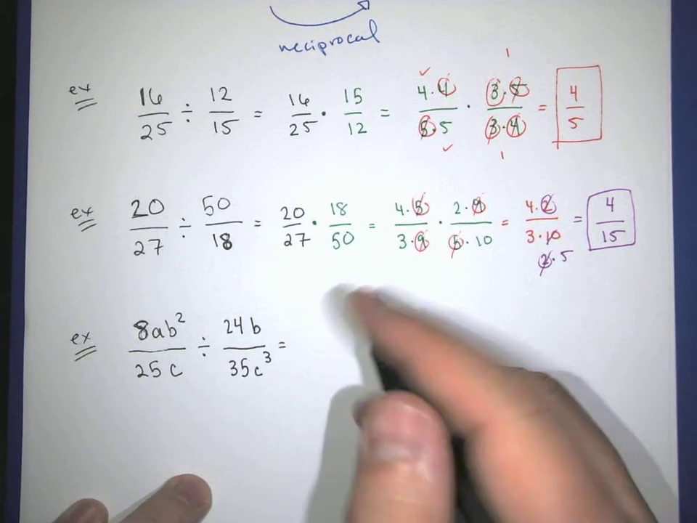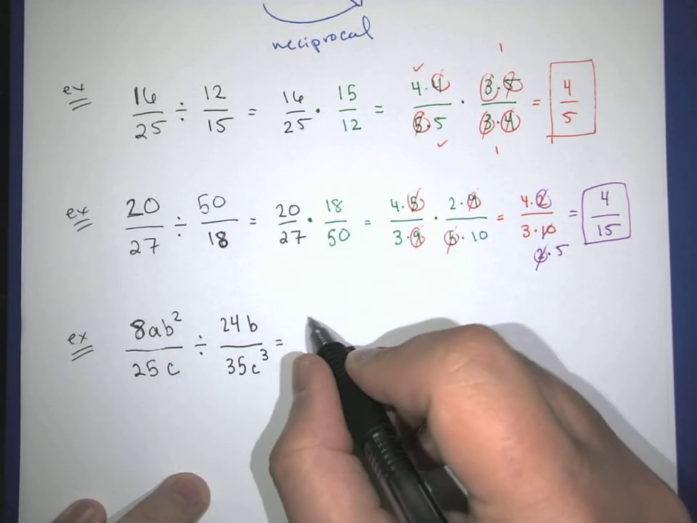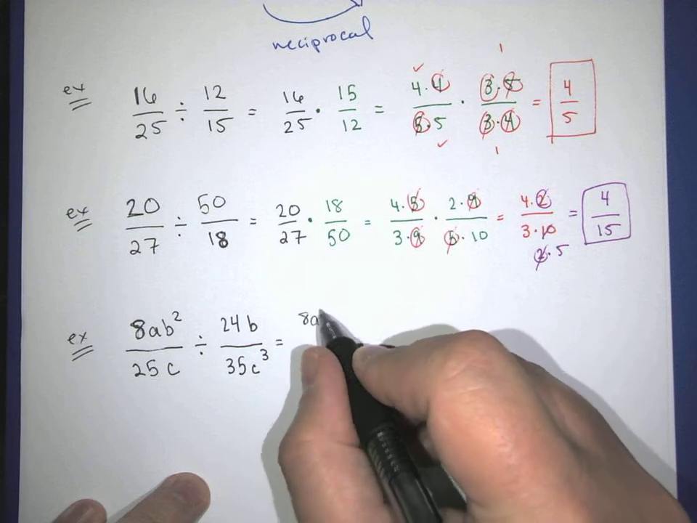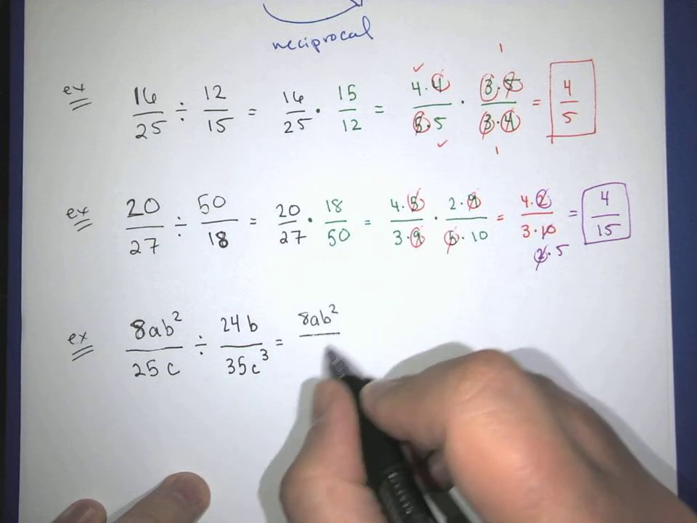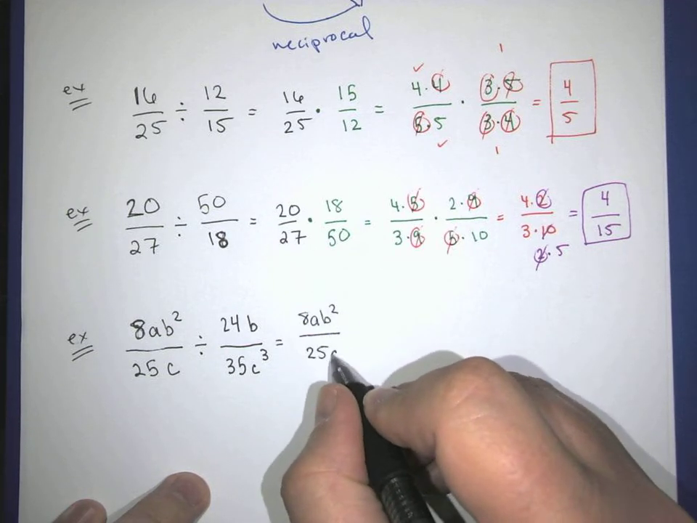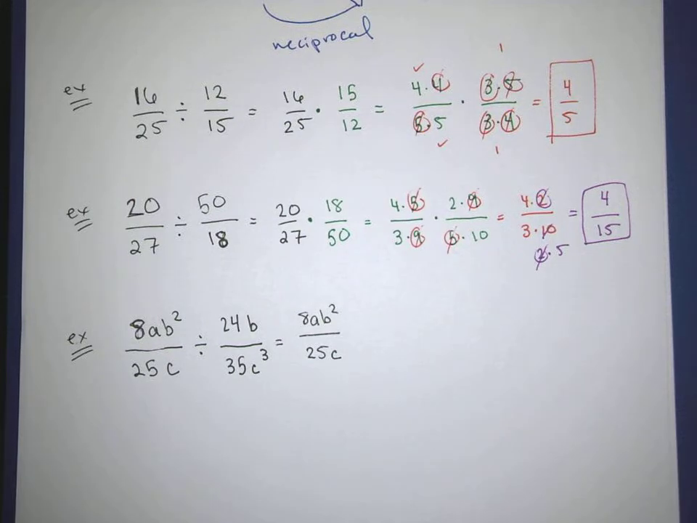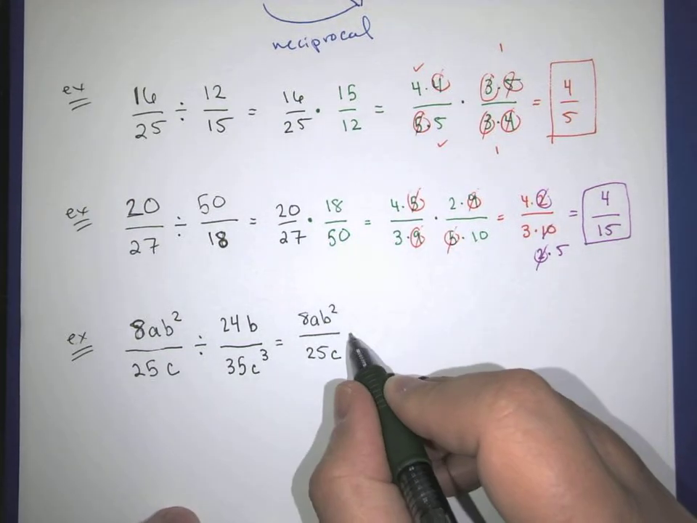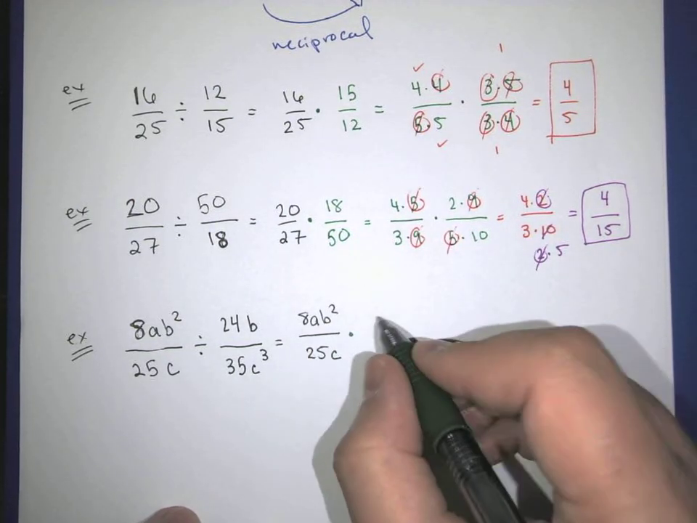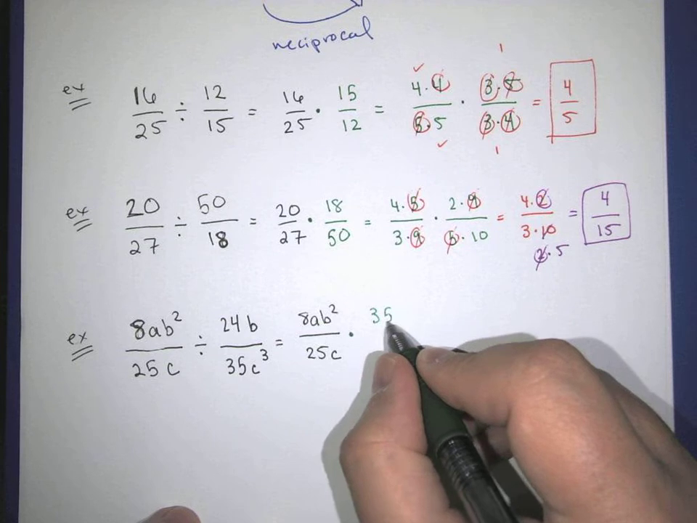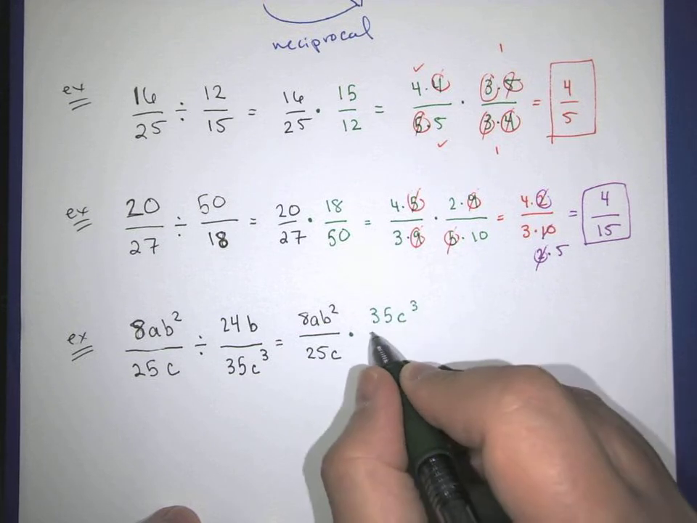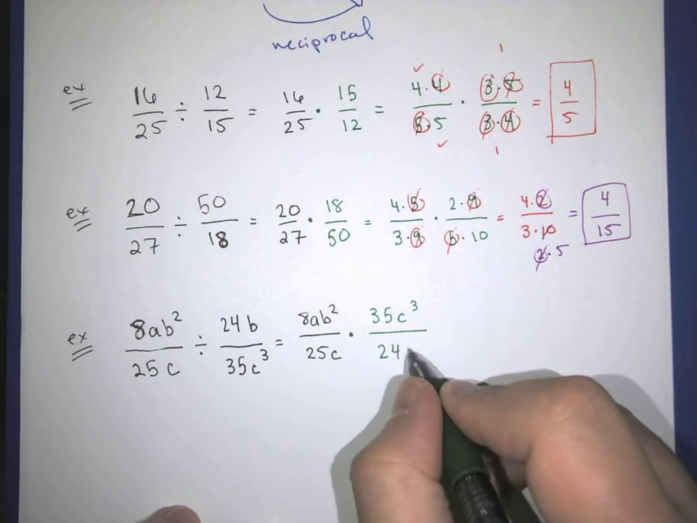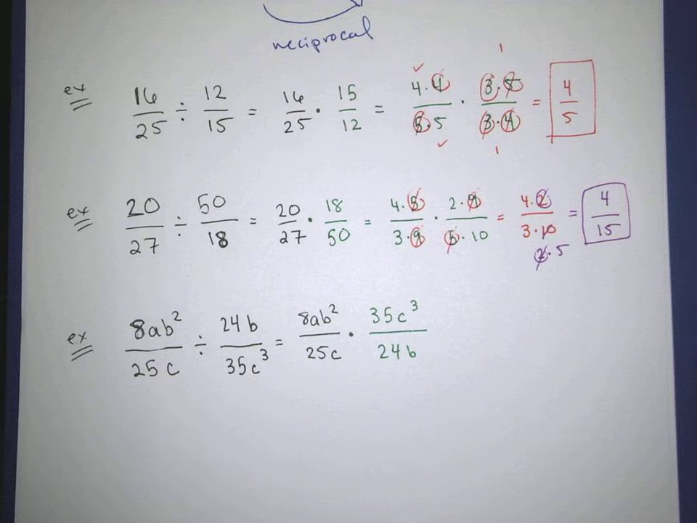So just like we did before, first one stays the same: 8AB squared over 25C. Change our operation, so this would become multiplication. Then we're going to flip this other fraction. So then 35C cubed over 24B.